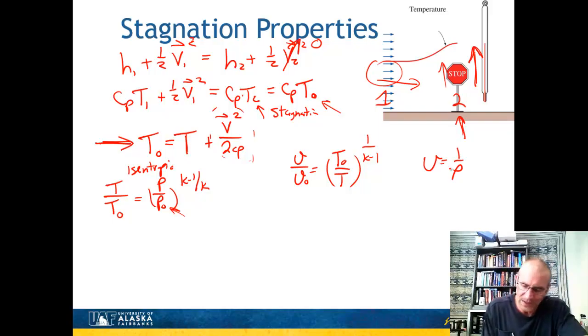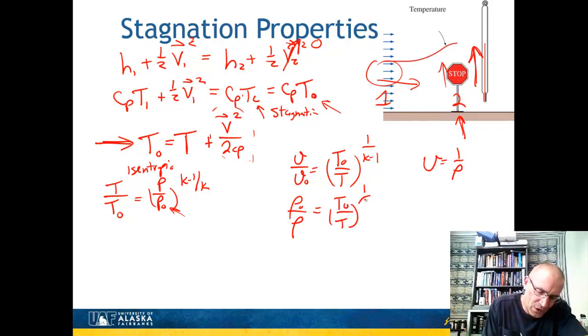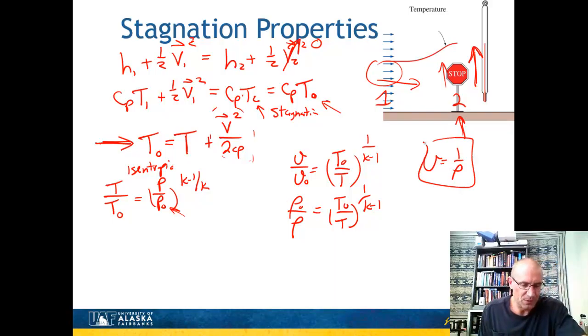The equations you'll be seeing in this chapter are actually going to be something like rho naught over rho, which is the density, simply T naught over T to the 1 over (k minus 1). So it's just the inverse of volume. Classically, what happened is we use density instead of specific volume. But you can always get one from the other by just taking the reciprocal.